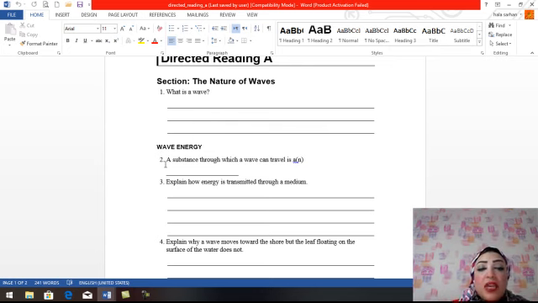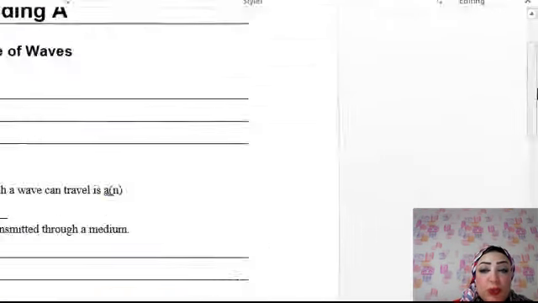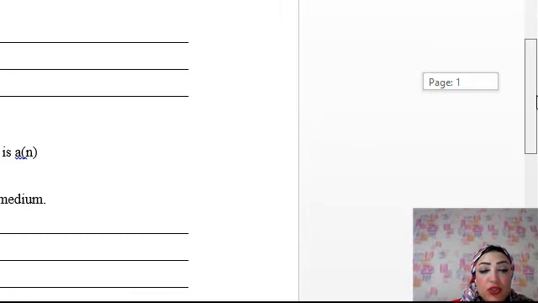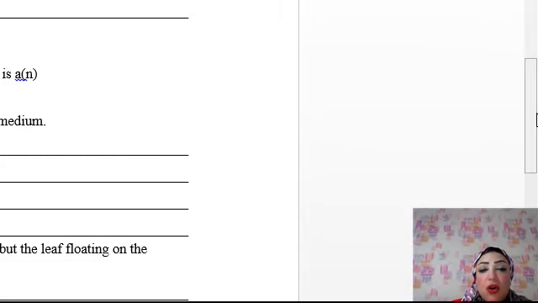Okay, why does a wave move toward the shore but the leaf floating on the surface does not? Because the waves affect the wave motion, but the leaf doesn't move. The leaf remains in its place. It doesn't change its place. The wave only moves toward the shore, but the water doesn't move.